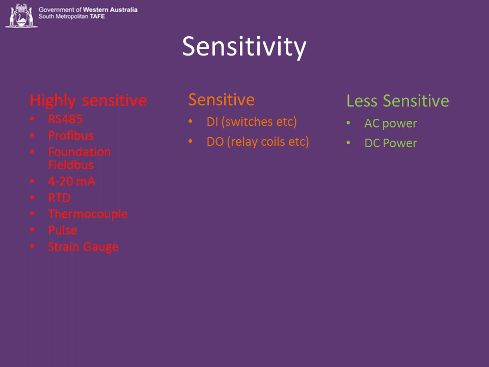Different categories of signal are differently sensitive to interference. Highly sensitive cables are things like comms, RS485, Profibus. Temperature sensors, like thermocouples and thermistors, are sensitive. Things that are less sensitive are the DIs and the DOs. Typically with the DI and DO, we're switching a whacking great big 24 volts on or off. A couple of volts of induction on there doesn't make any difference at all.